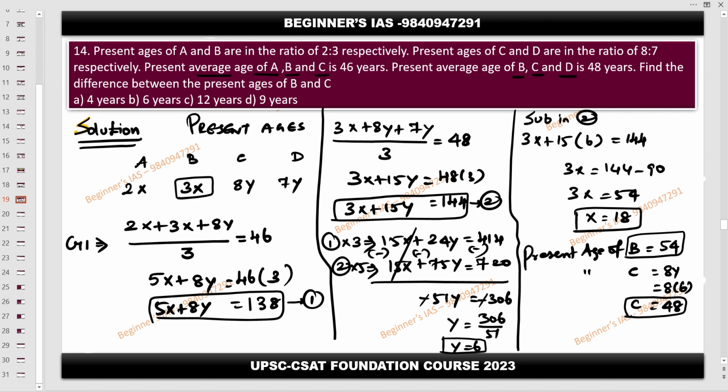Then what is the question here is to find the difference between the present age of b and c. So we need to calculate the difference. So difference is equal to 54 minus 48. So which is nothing but the 6 years.